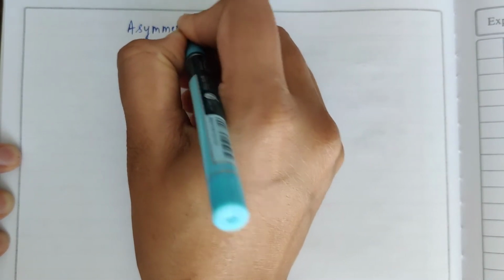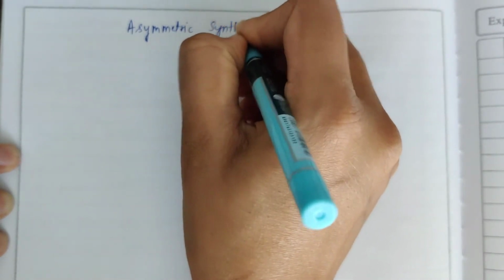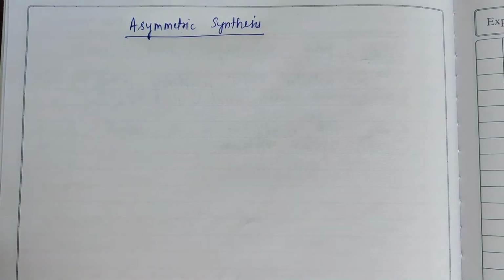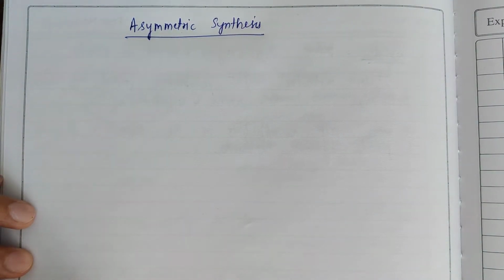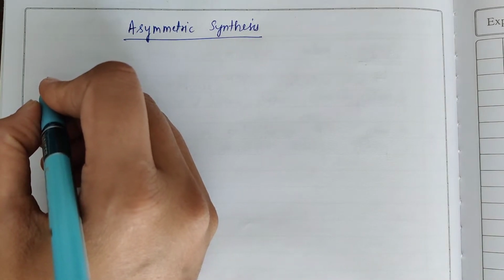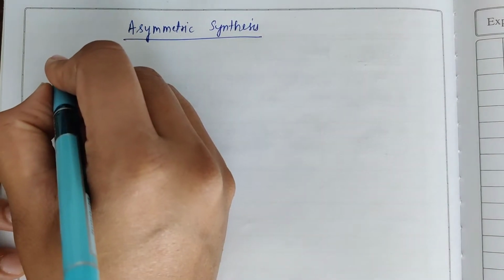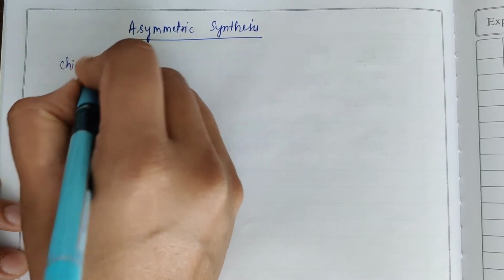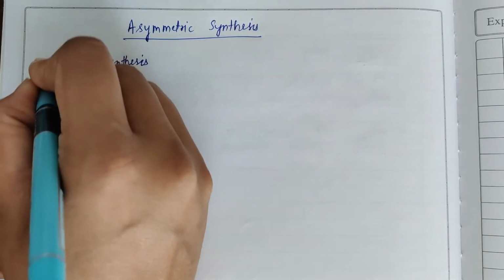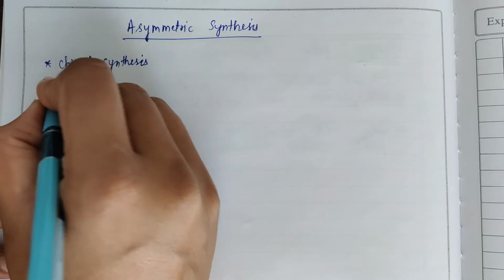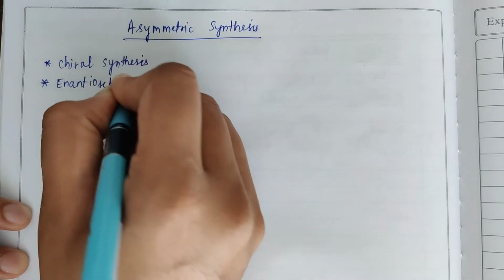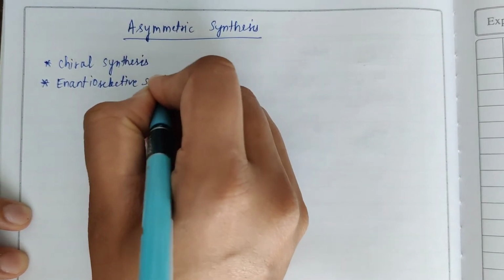Today we will be studying asymmetric synthesis. So in asymmetric synthesis, first of all we have to understand what is asymmetric synthesis. There are various names that can be used for asymmetric synthesis. It can be called chiral synthesis or selective synthesis.